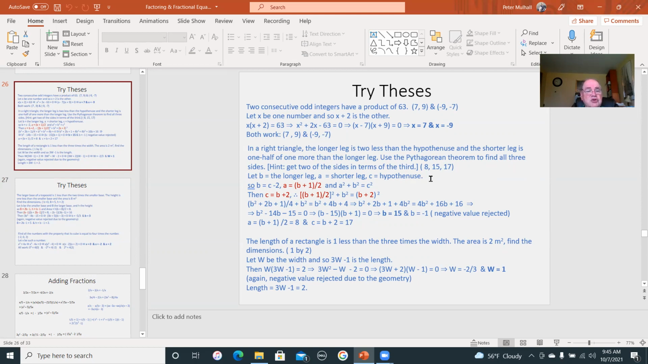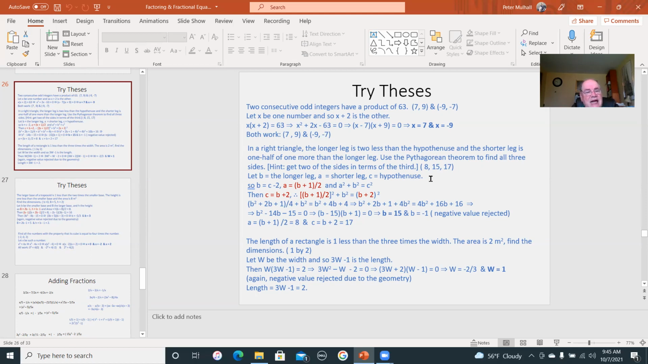The shorter leg is 1/2 of 1 more than the longer leg. A is half of B plus 1. So notice I gave you B in terms of C and gave you A in terms of B. And now what are we going to do with the Pythagorean theorem? I need to get the equation in just 1 letter. Any letter will do, but I need 1 letter to solve this thing.